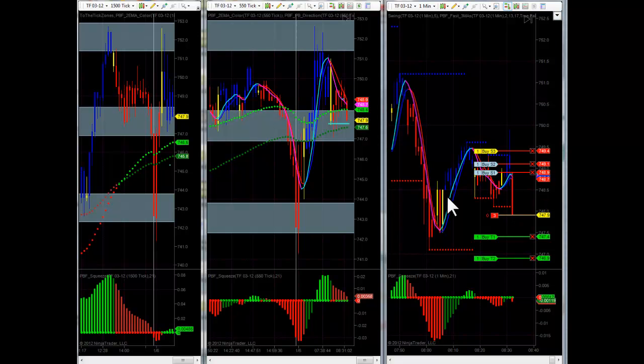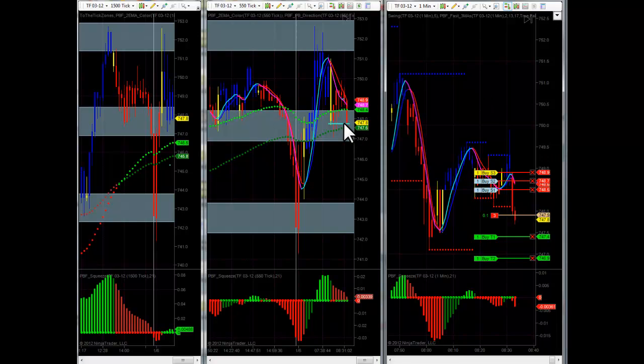We're going to go ahead and get in with a market order, and because we got a little aggressive with that trade, I'm going to tighten up my stops. And we'll give this trade a little bit of room and see if it works out for us.